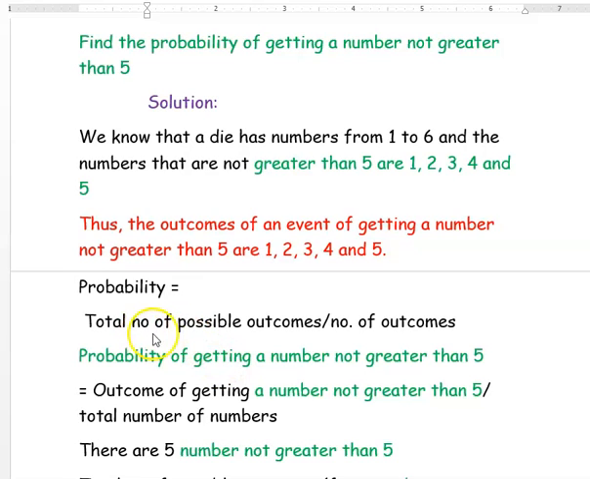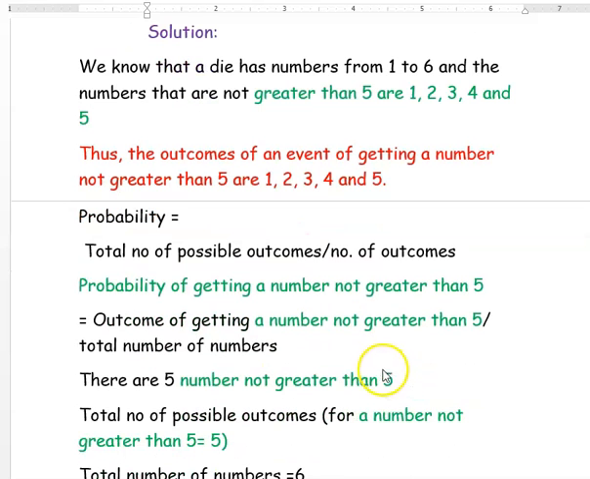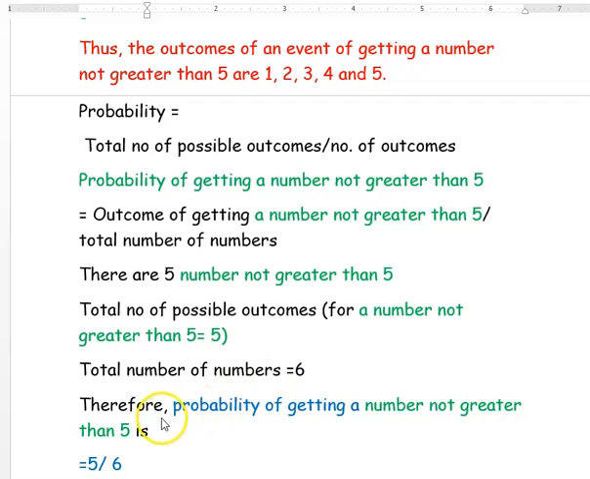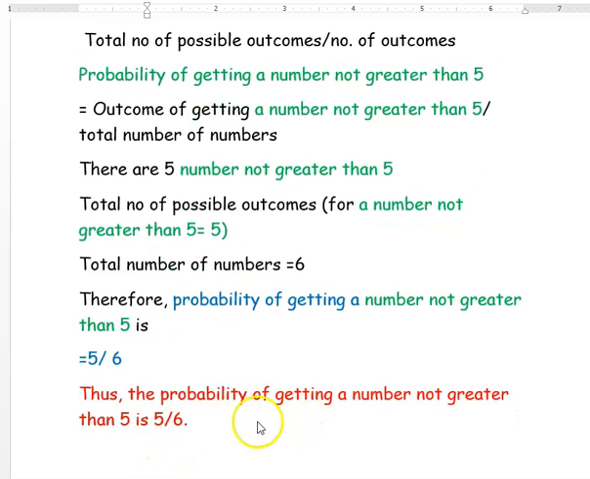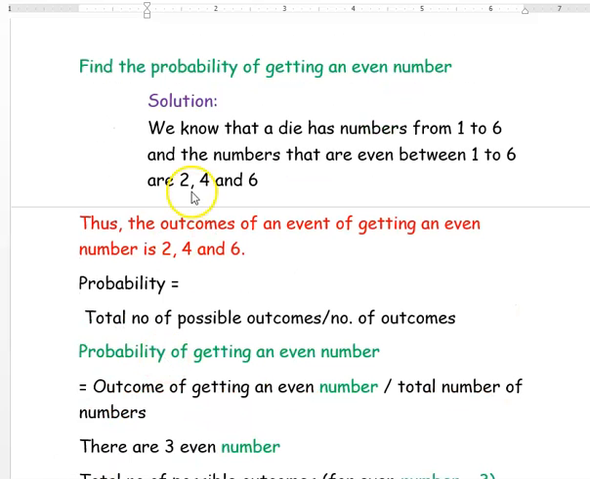So the probability is equal to number of possible outcomes divided by total number of outcomes. And the probability of getting a number not greater than 5 is the outcome of getting a number not greater than 5 divided by total number of numbers. So we know that there are 5 numbers which are not greater than 5. So the formula is 5 divided by 6. If you apply it, you will get 5 divided by 6. So thus the probability of getting a number not greater than 5 is 5 divided by 6. Next question is, find the probability of getting an even number.